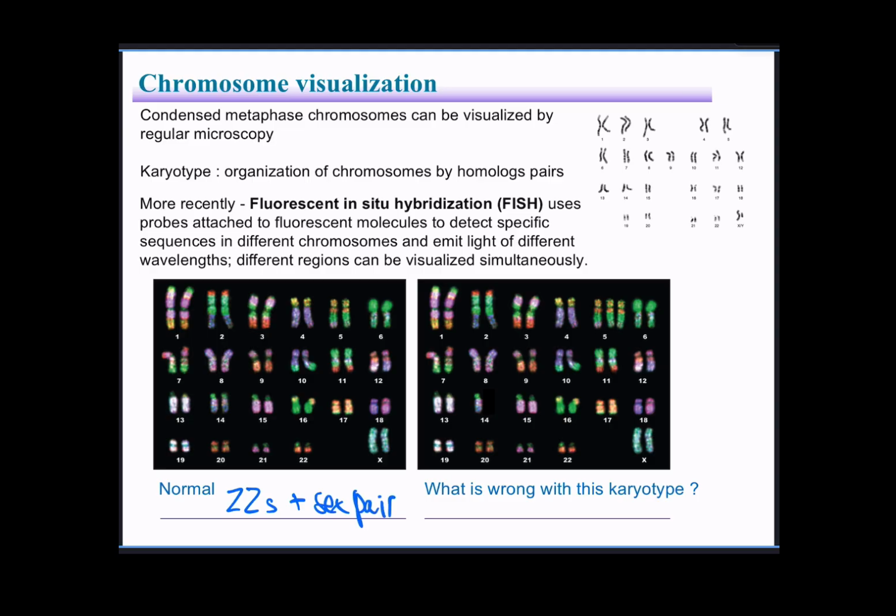If you take a look at the karyotype on the right, what's wrong with it? I'm missing 14 and an X. Correct. I kind of doctored this image, but this is not much different from what someone interested in finding out the karyotype of an individual would do or see, right?